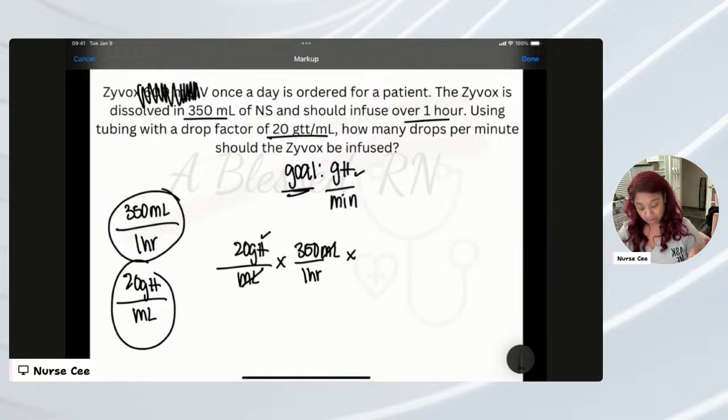So milliliters is gone. So now I have to get rid of hour because I'm looking for minutes at the bottom. So 1 hour is 60 minutes. And now I have my goal. Drops on the top and minutes on the bottom. And that's it. Now you can do some math. Okay. So we'll do 20 times 350 divided by 60. And it's going to be 116.66666, right? So 20 times 350 divided by 60.